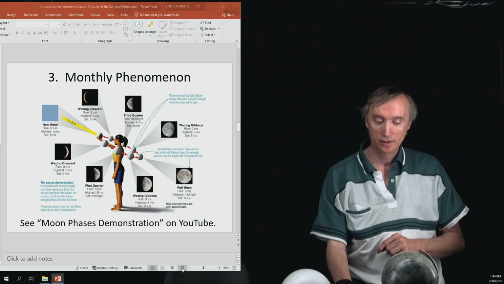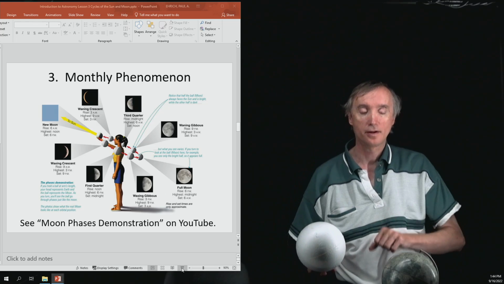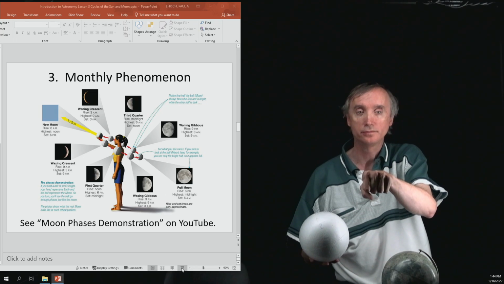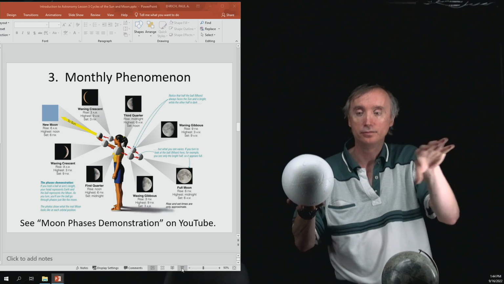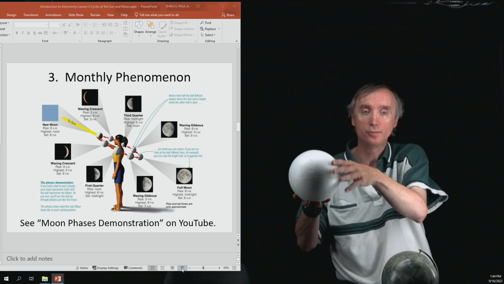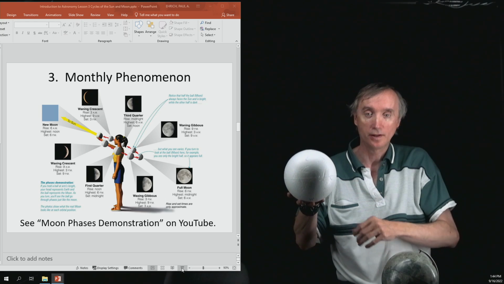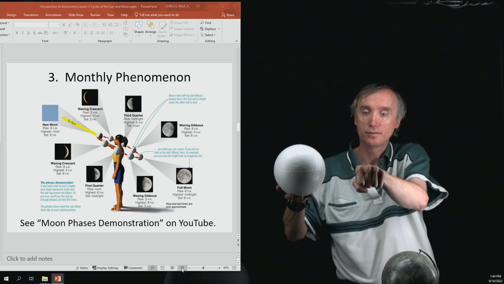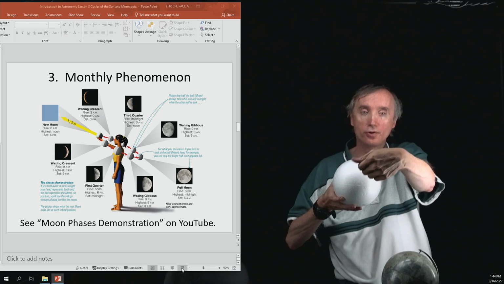Okay, so let's pretend that the sun will be over here, and then the Earth is here, and then the moon is over here. So the sunlight is going to light up the moon. So this is going to be a full moon. It's all lit up.